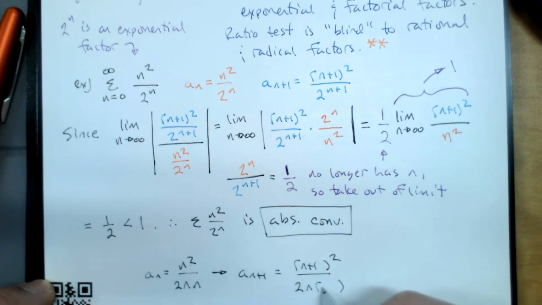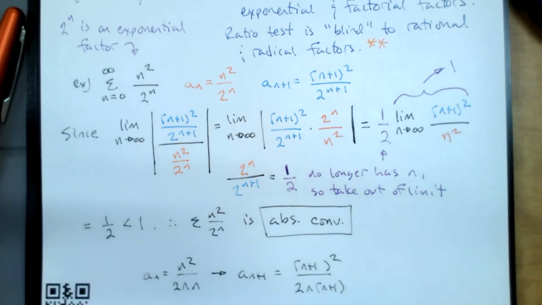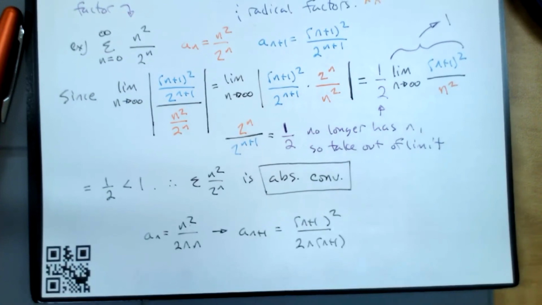And plug in n plus 1. Just replace the n's with parentheses. Oh, and show people what you're writing. So the plus 1 gets attached to the n before anything else that happens to the n. That's the first thing that happens.